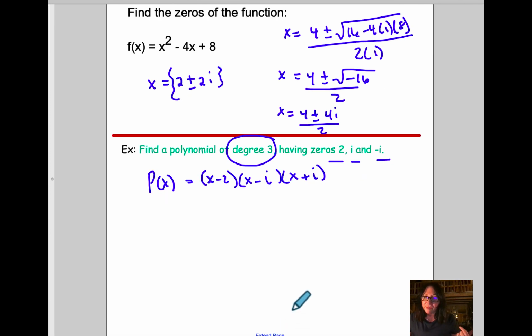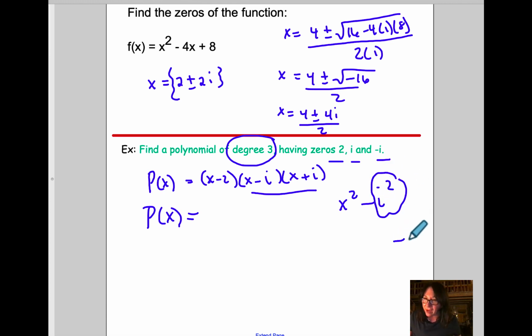Now, I would expect that sometimes I'm going to ask you to put this in standard form. Not all the times, but sometimes. So you do need to be able to multiply this. We're going to multiply these two terms first, x plus i and x minus i. I'm going to get x squared plus ix minus ix, those are gone, and then minus i squared. Now, keep in mind, i squared is negative 1. So this is x squared minus negative 1, which is x squared plus 1. So far I've got x squared plus 1.